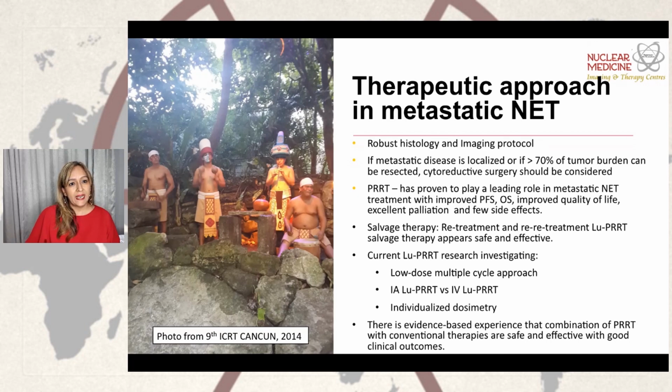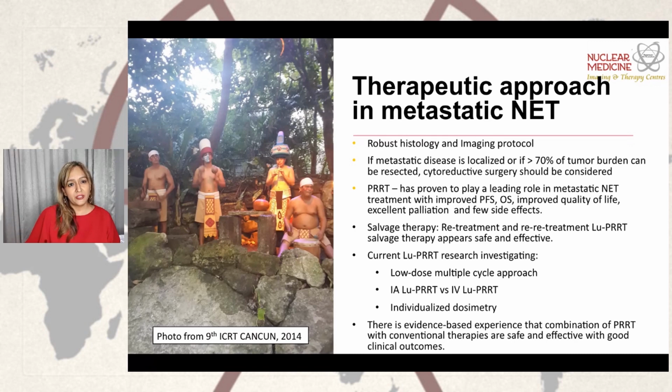Now, PRRT has proven to play a leading role in metastatic neuroendocrine treatment with improved progression-free survival, overall survival, improved quality of life, excellent palliation, and few side effects. Salvage therapy and retreatment with PRRT appears safe as well as effective.